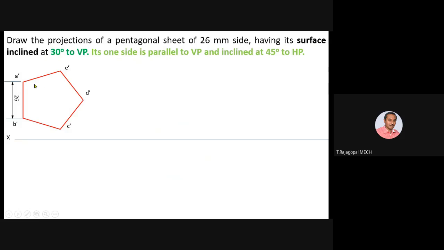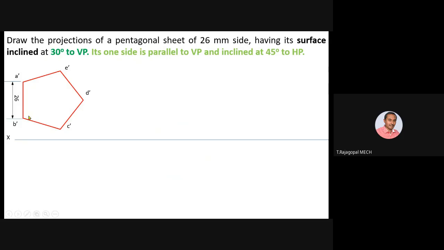So what is the position of the pentagon? You have to be careful. In the question itself, it is clearly mentioned that one side is parallel to VP. So this A dash B dash is parallel to VP as per our condition. A dash B dash is the one side of the pentagon which is parallel to VP.